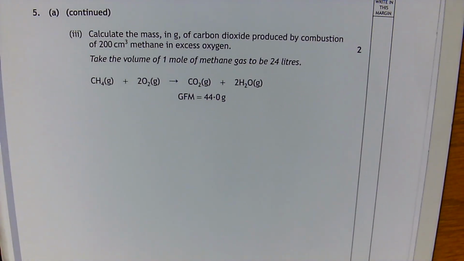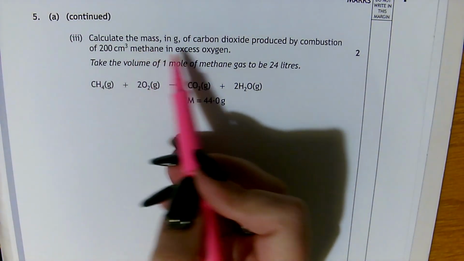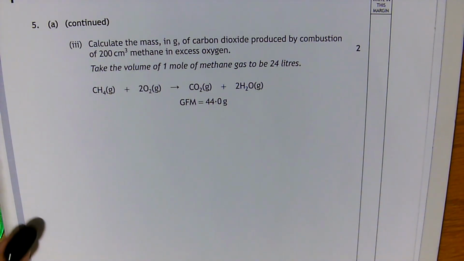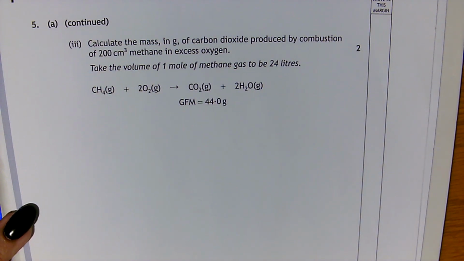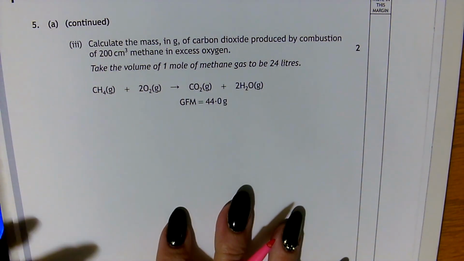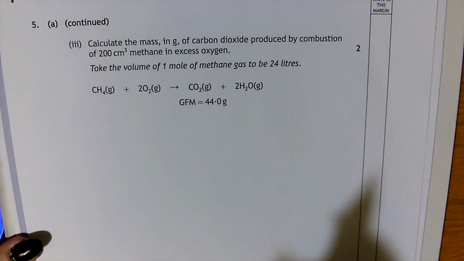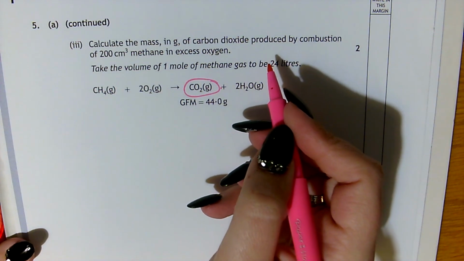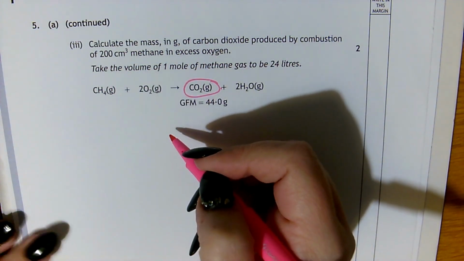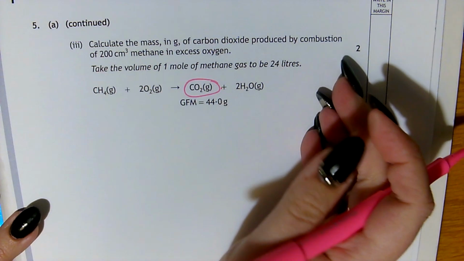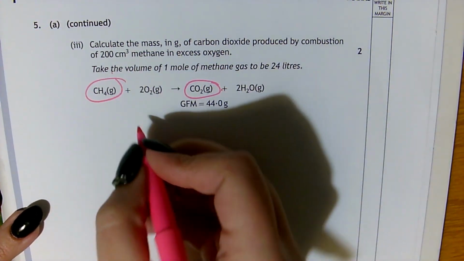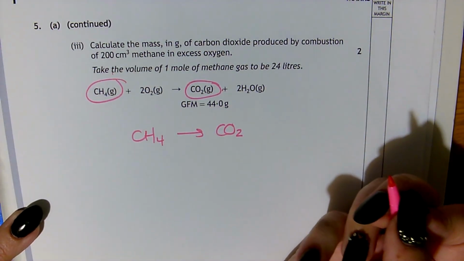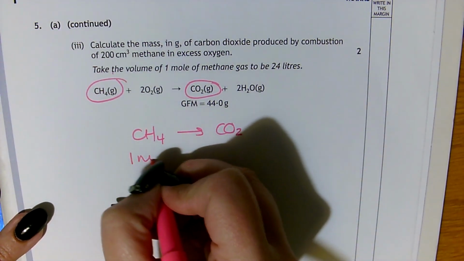Okay, let's continue. Calculate the mass in grams of carbon dioxide that is produced by combustion of 200 centimetres cubed of methane in excess oxygen. So again, first thing I'm going to do is select what chemicals I'm interested in in my balanced equation. So it's my methane and my carbon dioxide. It's a nice and easy one. It is a 1 mole to 1 mole ratio.